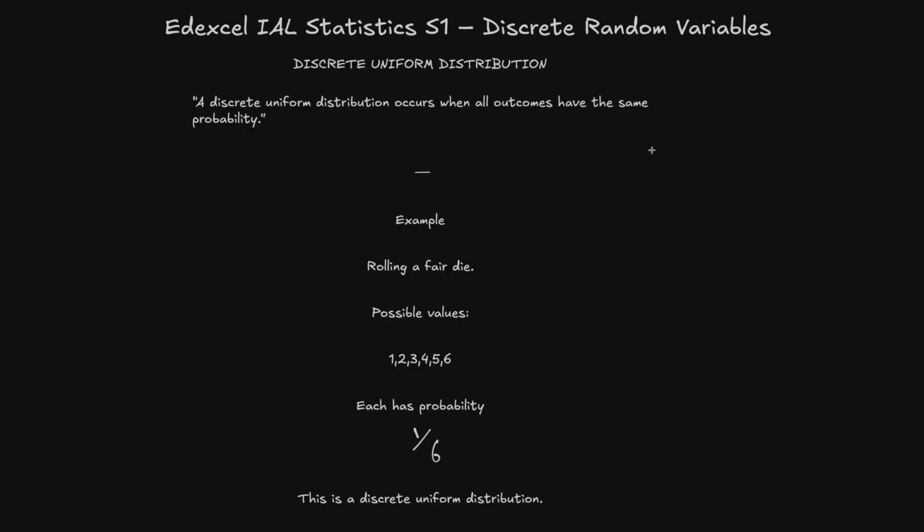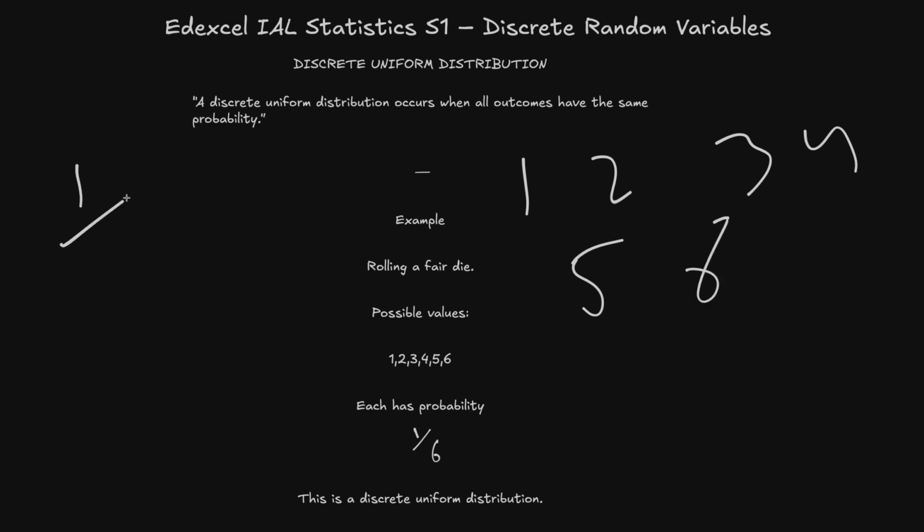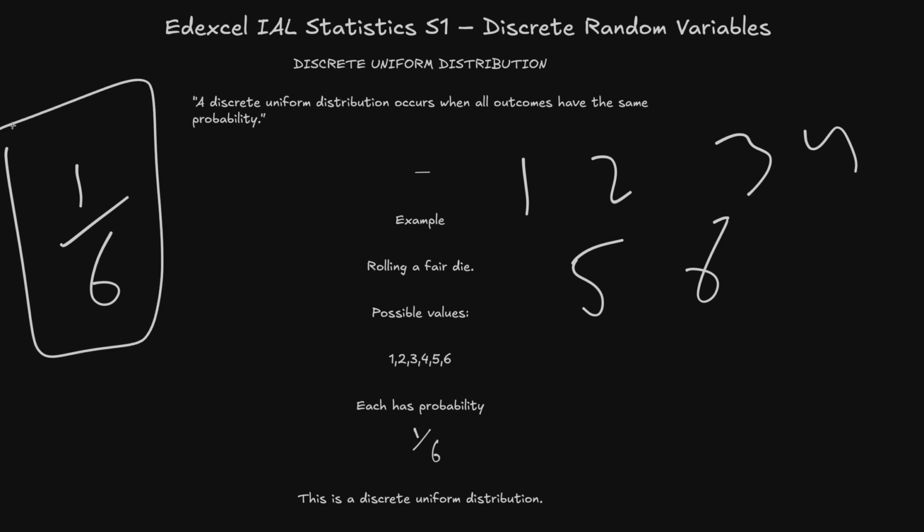And finally, we're going to talk about discrete uniform distribution. And this occurs when all outcomes have the same probability. So back to our basic die example. For example, if I roll a die, I'm getting the outcomes 1, 2, 3, 4, 5, and 6. And each of these probabilities will be 1 over 6 because the die is a fair experiment. It's not biased, right? It's unbiased or fair. So rolling a fair die, and this is discrete uniform distribution.